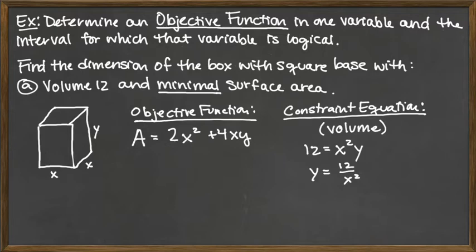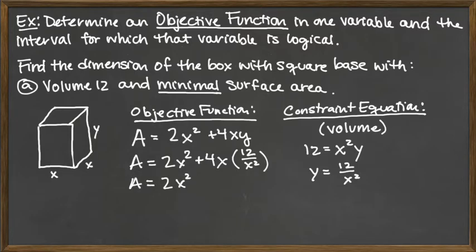So here we have the constraint equation solved for y, and we then go back and plug that into the objective function for y. So we've got A equals 2x squared plus 4x times the y, and our y is 12 over x squared. Okay, and you certainly want to simplify this objective function as much as you can first, because you're going to end up taking this derivative, so you definitely want to simplify.